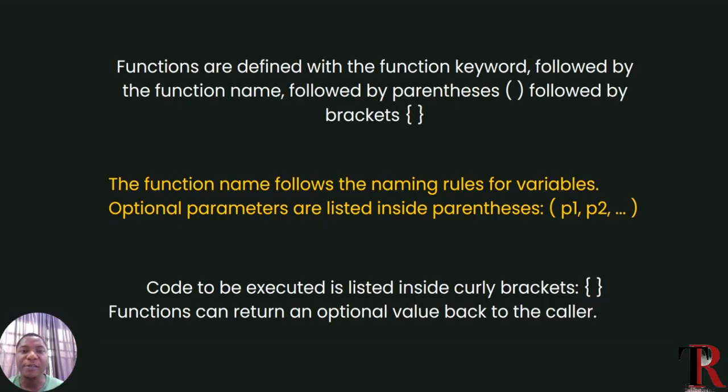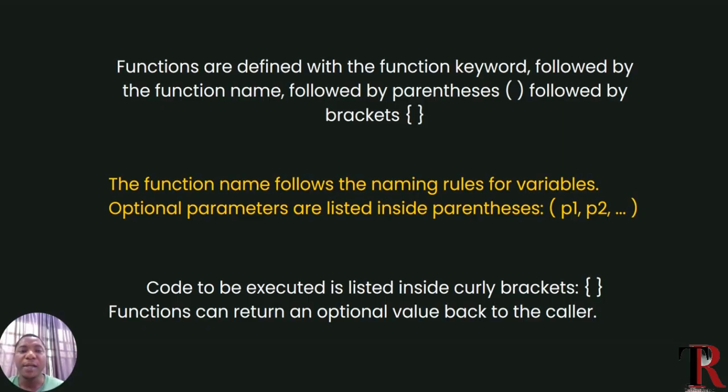Now, functions are defined with the function keyword, followed by the function name, followed by parentheses, and followed by brackets. I just want you to pay attention to these four aspects of defining a function. A function is defined with the function keyword. So when you want to define a function, it is required that you use the function keyword. In JavaScript, function is a keyword, just like we have other keywords like let, const, and a whole lot of them in the language itself.